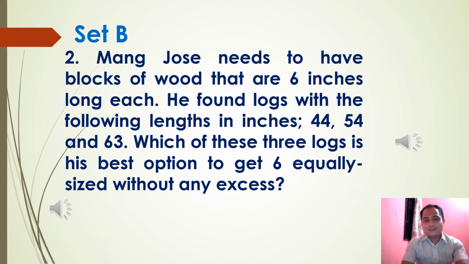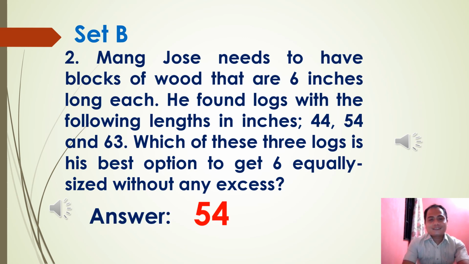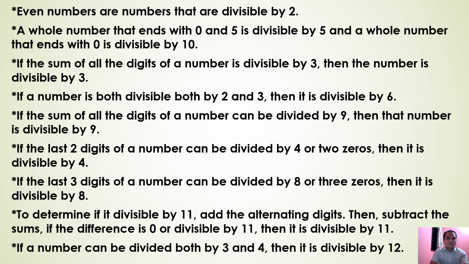Okay, time's up. And the answer is 54. Okay, 54 divided by 6 is 9, while 44 and 63 is not divisible by 6. Okay, did you get it right? Very good.